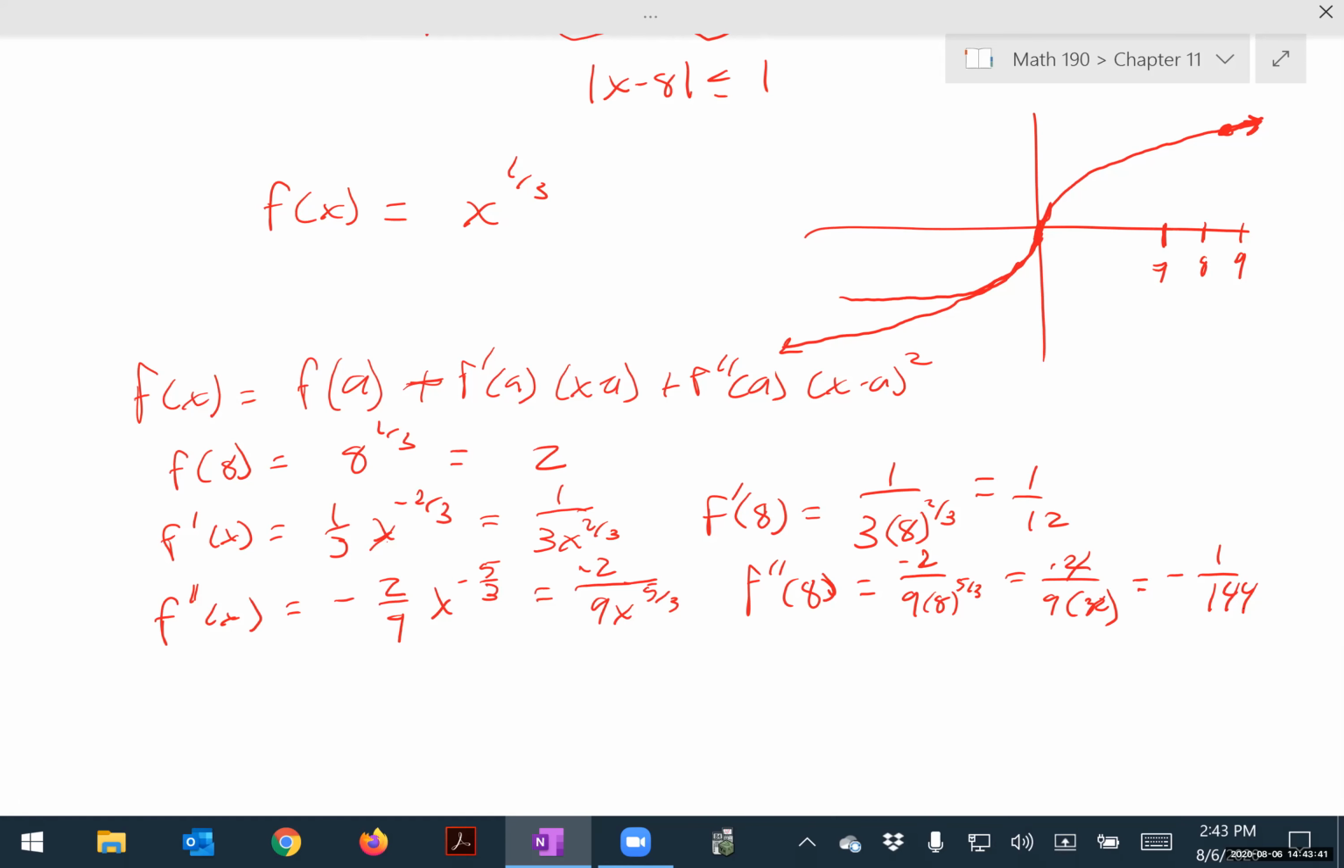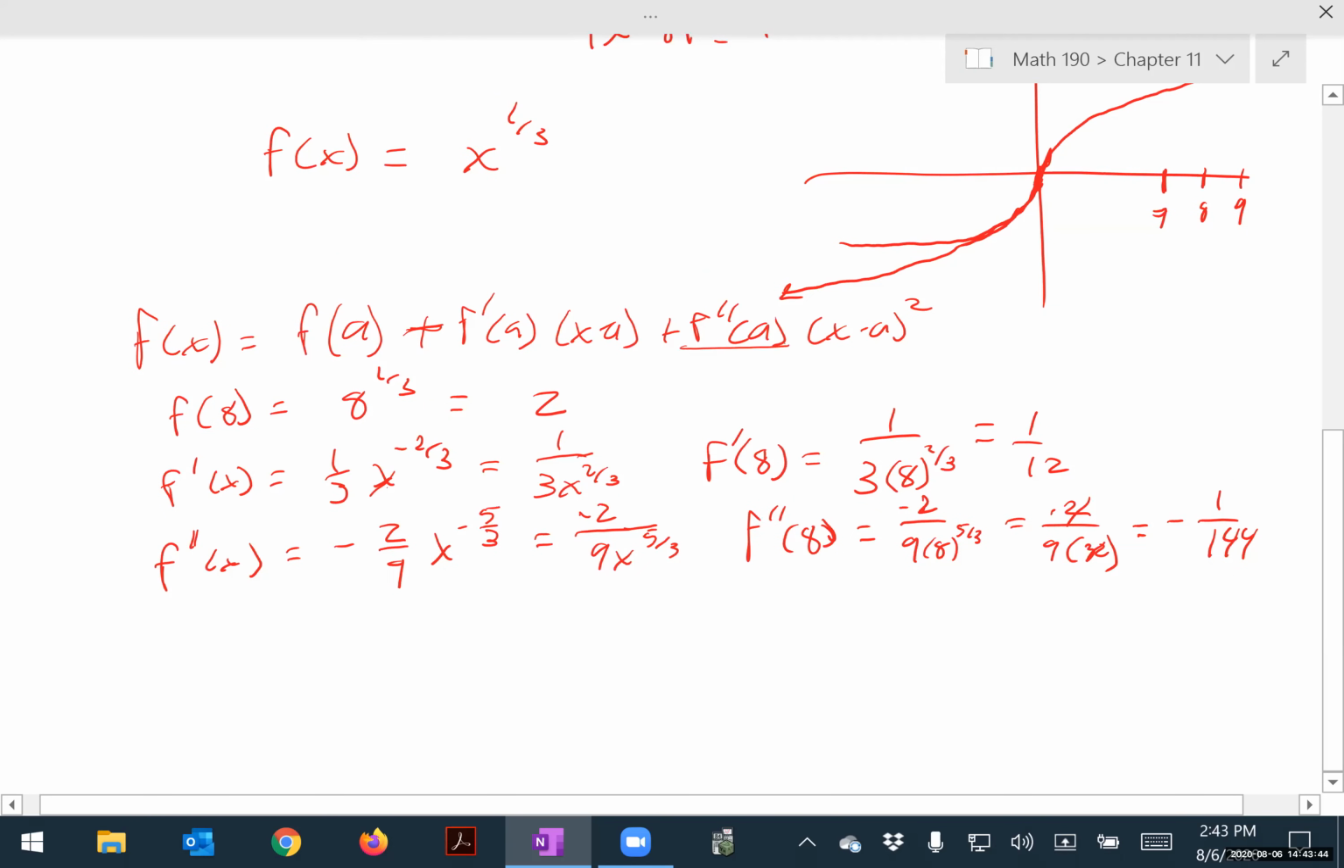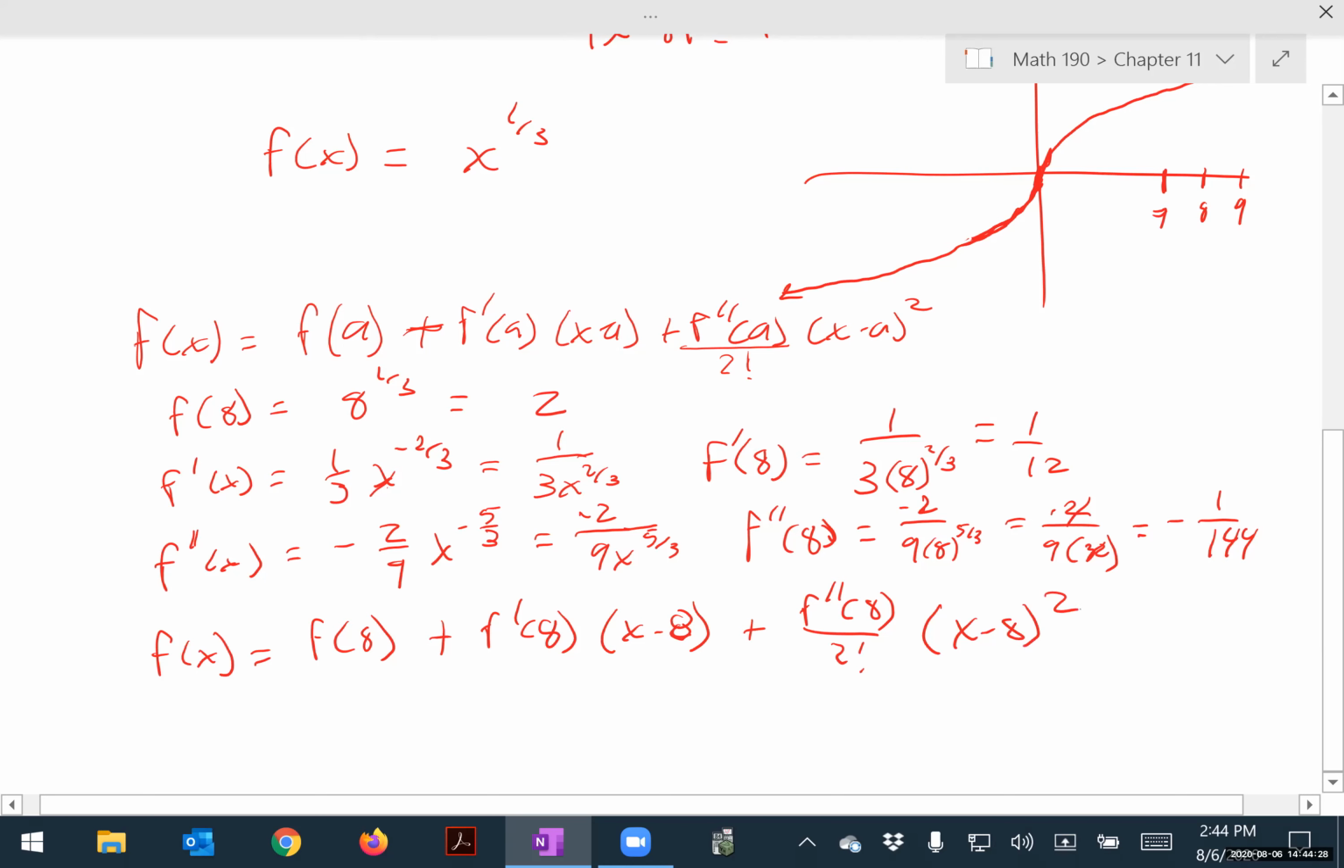So let's see what we got here. Oh, you know what I forgot? I forgot the 2 factorial here. My bad. Okay, so f of x is equal to f of 8 plus f prime of 8 times x minus 8 plus f double prime of 8 over 2 factorial times x minus 8 squared. I keep forgetting the 2 factorial.